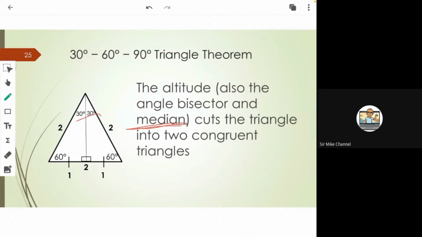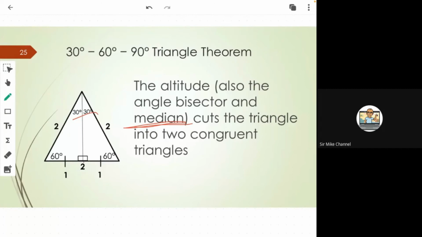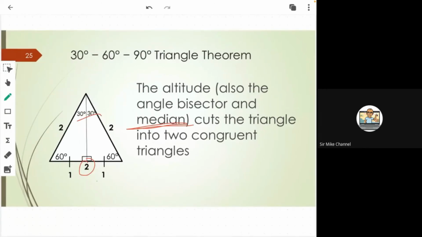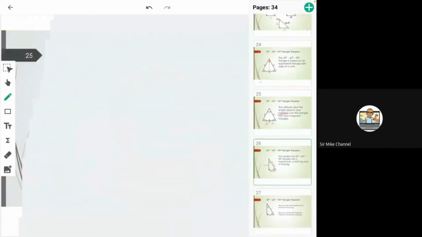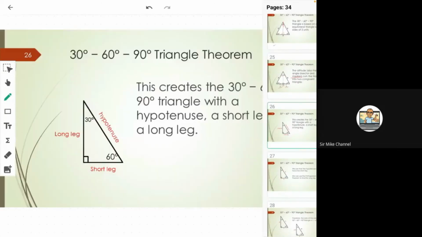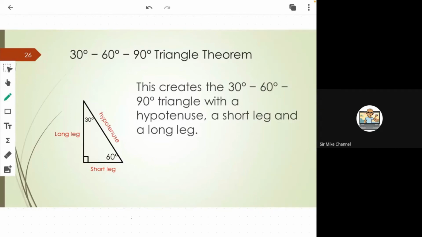So, pag sa median, hinahati niya yung opposite side into 2 equal parts. So, ito raw measurement natin ay 2. So, pag hinati natin sa dalawa, meron tayong 1 and 1. So, cut the triangle into 2 congruent triangles. So, congruent, so they are similar. Next, this creates the 30, 60, 90 triangle with the hypotenuse. Ito yung opposite natin, a short leg. Kapag 30 degrees, syempre, ito yung opposite niya, mas maliit yan. So, short leg and the long leg.